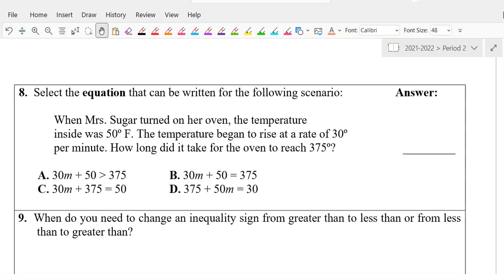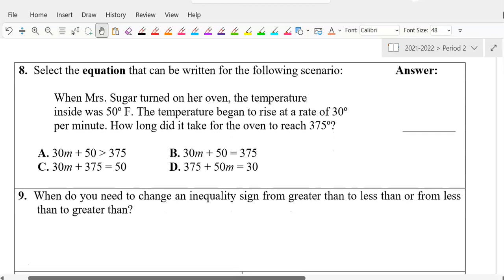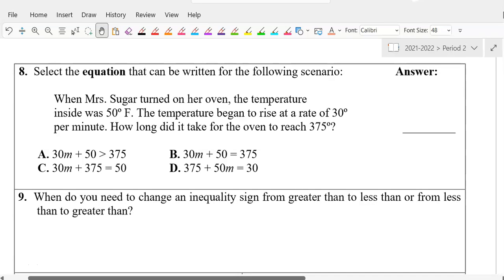Okay. So this one is probably the hardest word problem on here. Select the equation that can be written for the following scenario, for this word problem. All right, you want to read the first sentence and tell us what you know? I like to go sentence by sentence, make sense out of each sentence as it's written down. But if you have another way you do it, that's fine. Okay, so are you Billy Bob? Yeah. Okay, Billy Bob, tell us. Go ahead. When Mr. Sugar turned on her oven, the temperature inside was 50 degrees Fahrenheit.